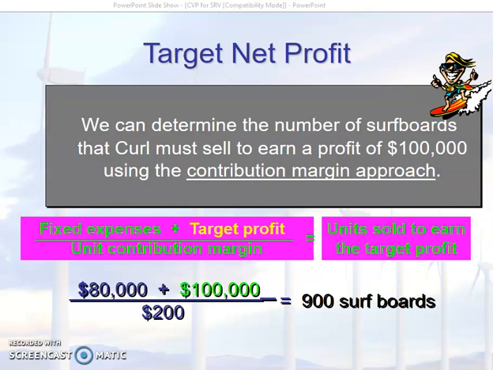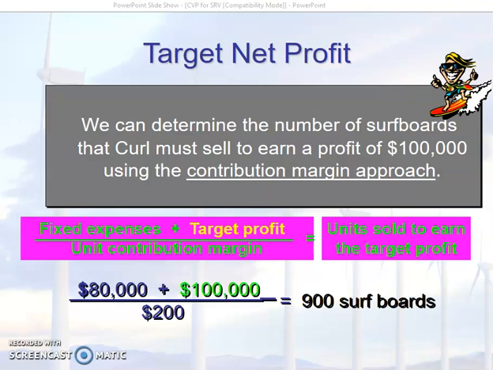All right, so we've already discussed break-even analysis in terms of determining what we have to sell in terms of units or what we have to sell in terms of total dollars to break even. But the thing is, our goal when we go into business is really not to break even.